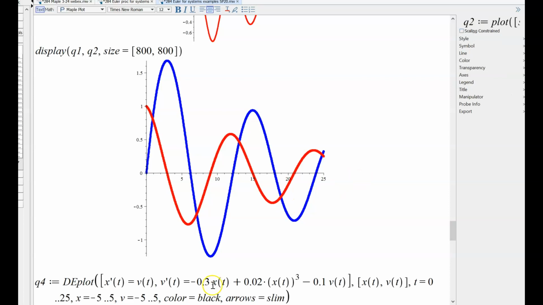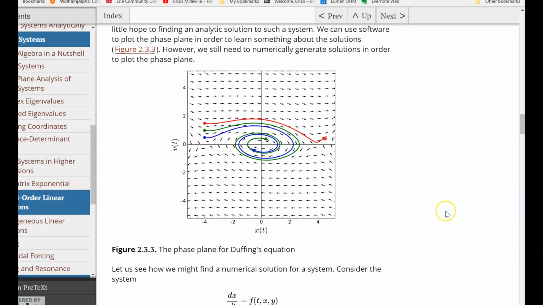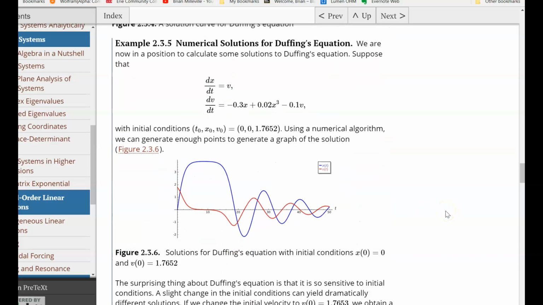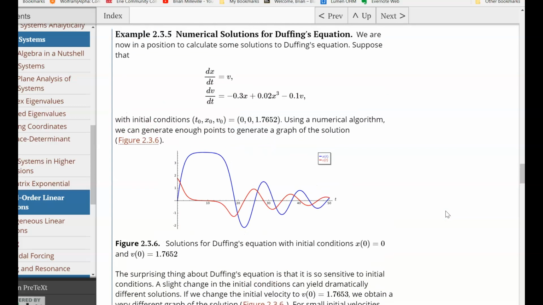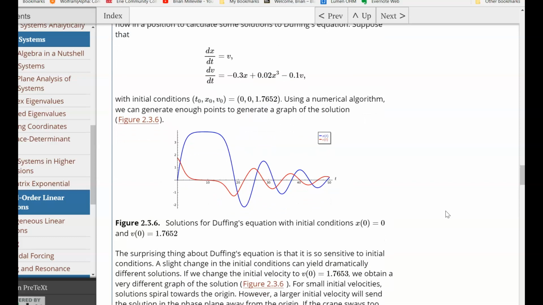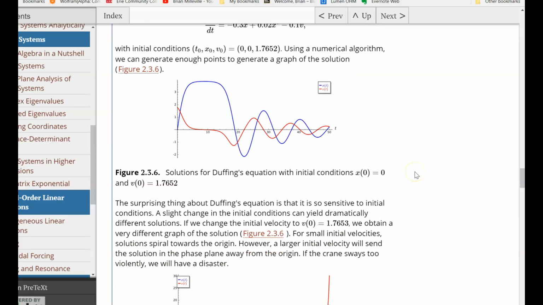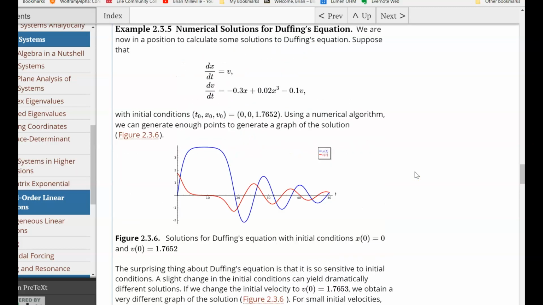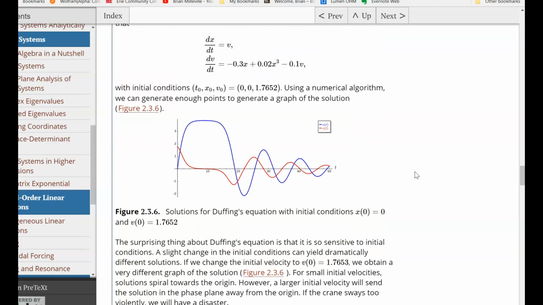I'm just going to flip back over to the textbook briefly, because that is done in figure 2.36. They have the x component and the y component graphed, or they're calling it x and v, really. I should say x and v in my Maple file. Notice though that the initial condition they're using is not the same as the one I had. They did 0 for x, which is the same, but they did y to be 1.7652. And now notice, where did they get this graph from? Using a numerical algorithm.